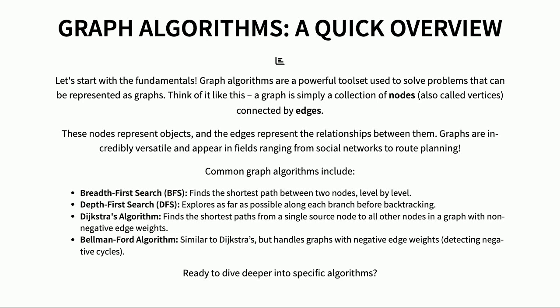We also have Dijkstra's to find shortest paths in graphs with positive weights, and Bellman-Ford for handling negative weights. These algorithms are used everywhere, from figuring out the best route on a map to analyzing how information spreads through a network. Let's move on to explore some specific examples.